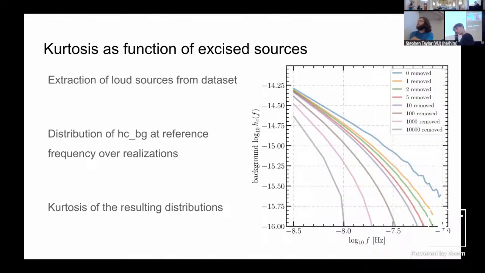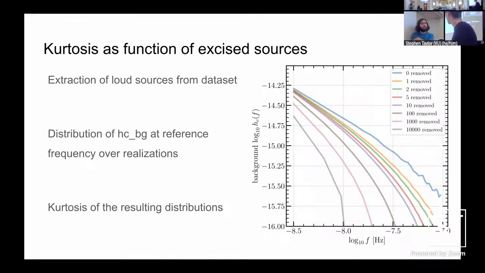So first of all, we thought that as we excise more and more sources, we would get higher kurtosis, but in reality, it's not like that, because the way it works is that as you remove the loudest sources, your background becomes more and more evenly sampled, let's say. The sources do not contribute with such a difference in power, so they behave properly.